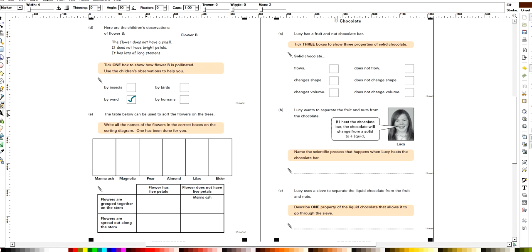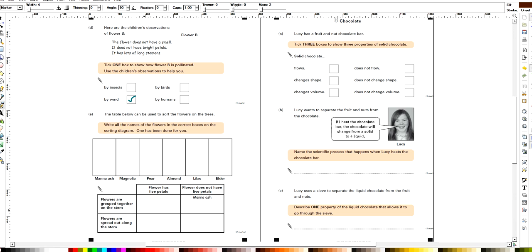The table below can be used to sort the flowers on the trees. Write all the names of the flowers in the correct boxes on the sorting diagram. One has been done for you. Hang on one second. Okay, I think we have lost the pictures again. So it's going to be difficult for us to do that particular question.